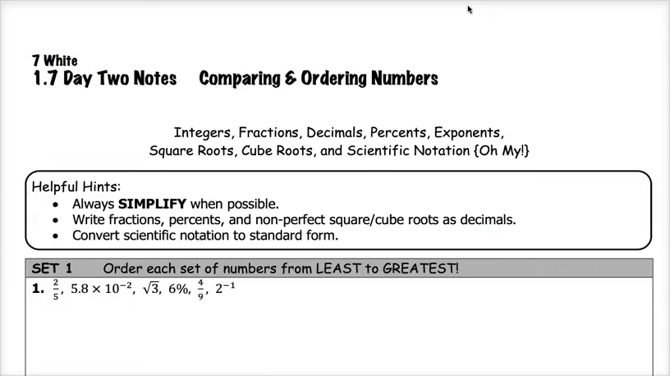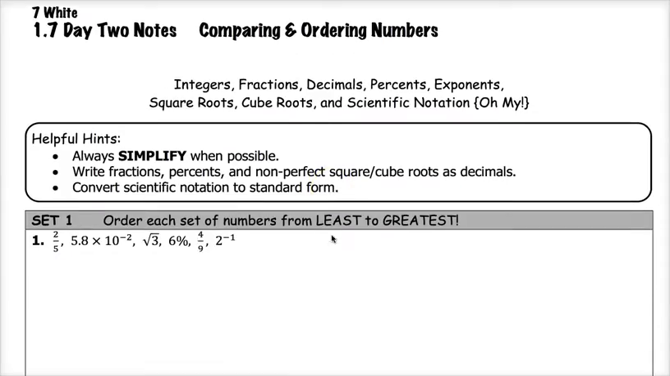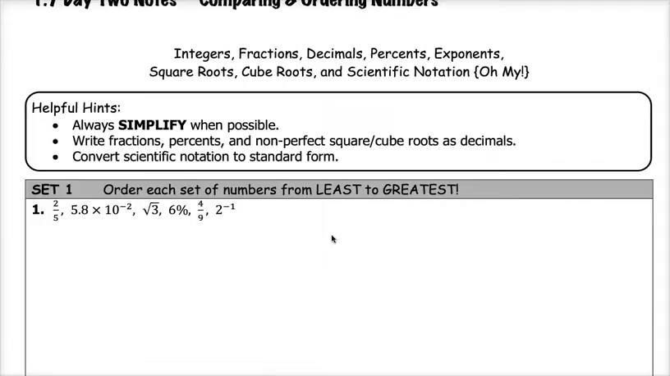Some helpful hints as we do this. We always want to simplify numbers whenever possible. Fractions, percents, and non-perfect square and cube roots we want to convert to decimals. And scientific notation we want to convert to standard form. So these first three sets of numbers we're going to order from least to greatest.